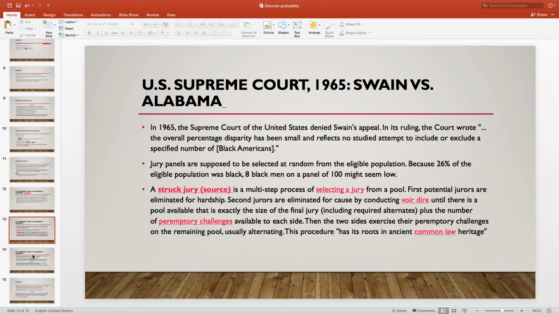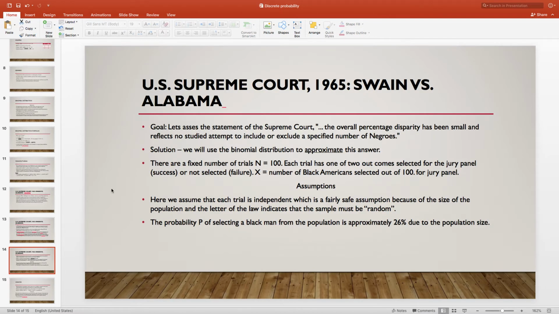Anyway, here's our goal. Our goal is to assess the Supreme Court's statement: the overall percentage disparity has been small and reflects no studied attempt to include or exclude a specified number of black Americans. I apologize for that. That was a direct quote.